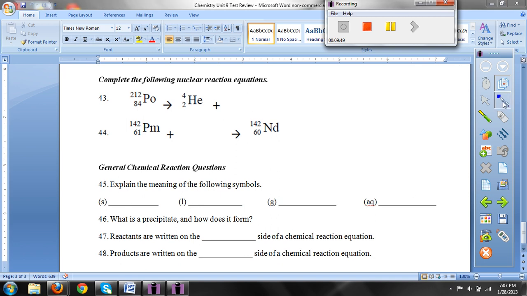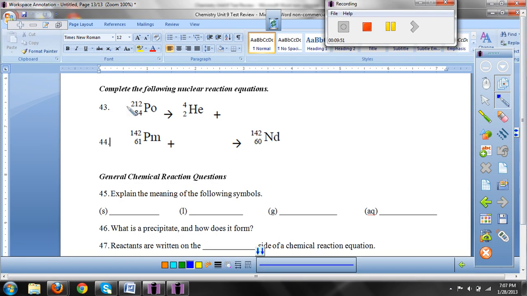Complete the following nuclear reactions. 212 minus 4 is 208. 84 minus 2 is 82, so I go to the periodic table and look up number 82, and it should be lead. Then I look at this one, 142, 142, so I need a 0 there. 61, and I would say I need a negative 1 there, wouldn't you? To give me 60, and that happens to be an electron.